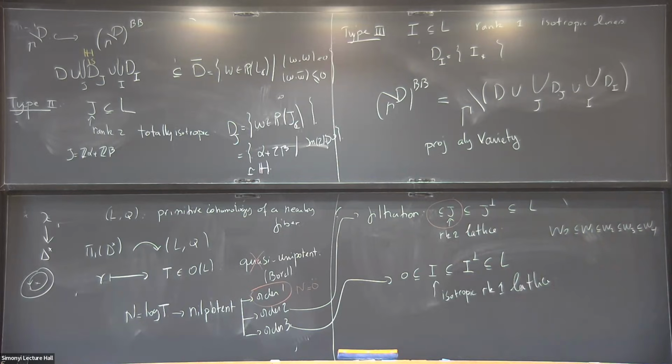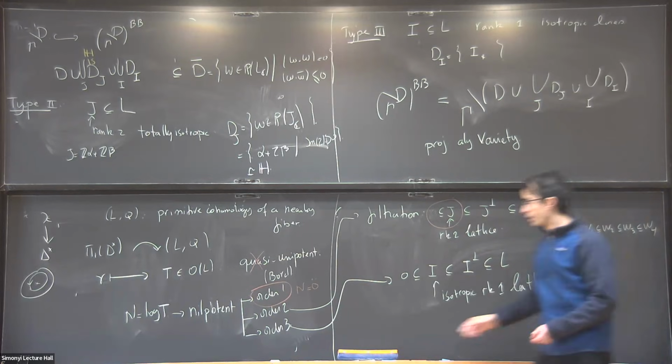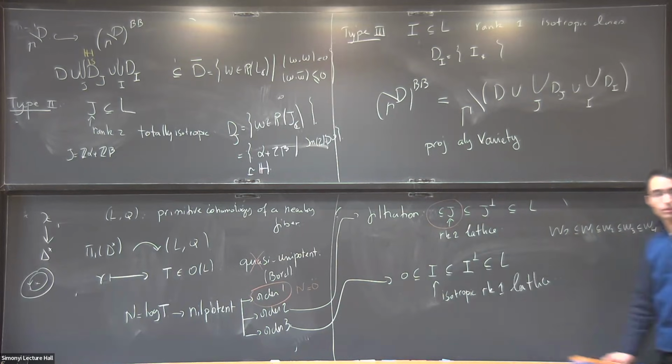Okay, so I just wanted to give a brief dictionary between the compactification defined this way and the point of view of degenerations of Hodge structures. Any questions?